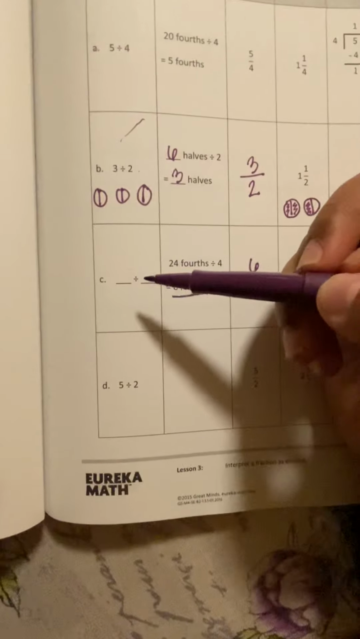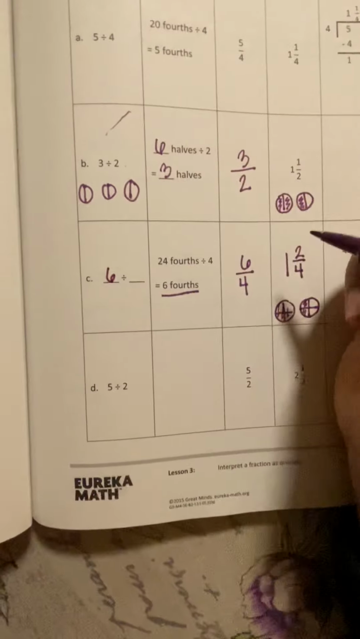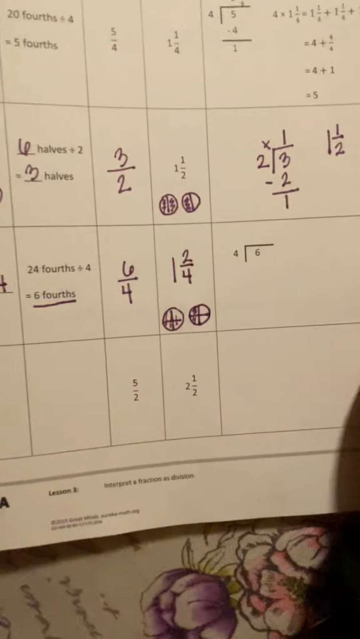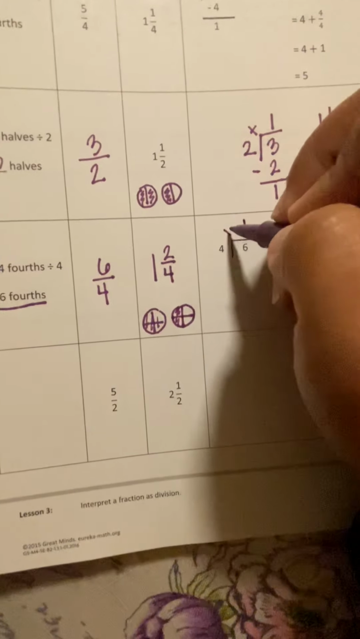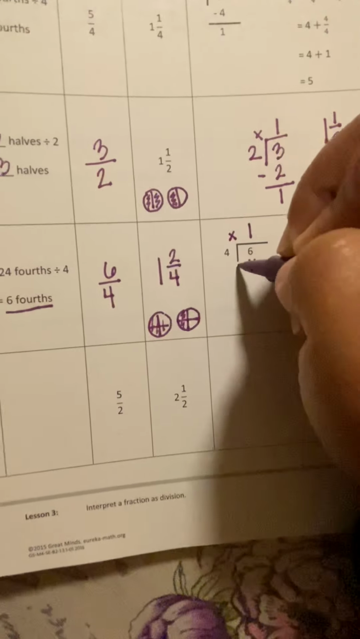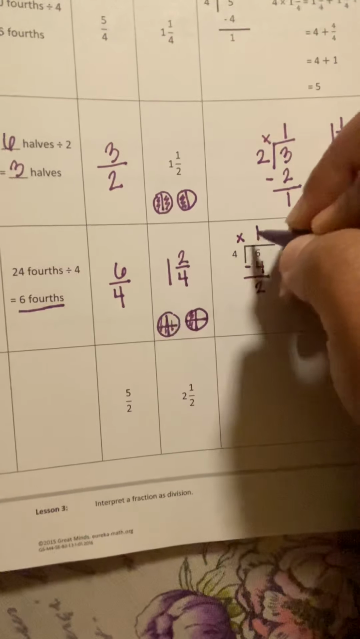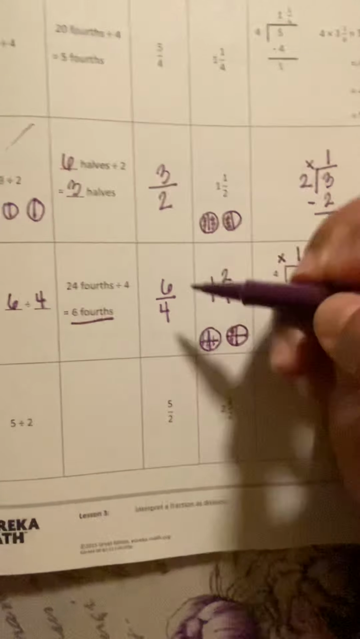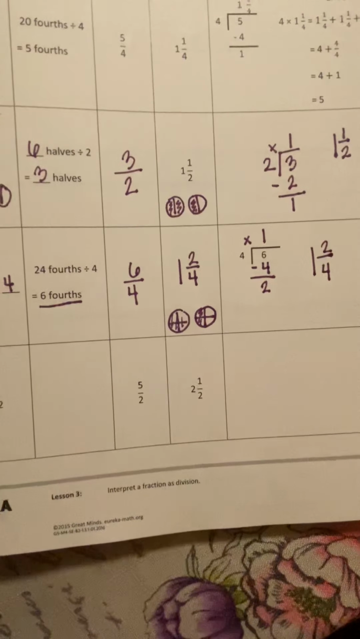Now the division sentence, remember from lesson 2, would just be 6 divided by 4. And now it's asking us to do the standard algorithm, which is 6 divided by 4. So 4 goes into 6 one time, and then 4 times 1 is 4. 6 minus 4 is 2. So when we divide that, we get 1 whole with the remainder of 2 out of 4.